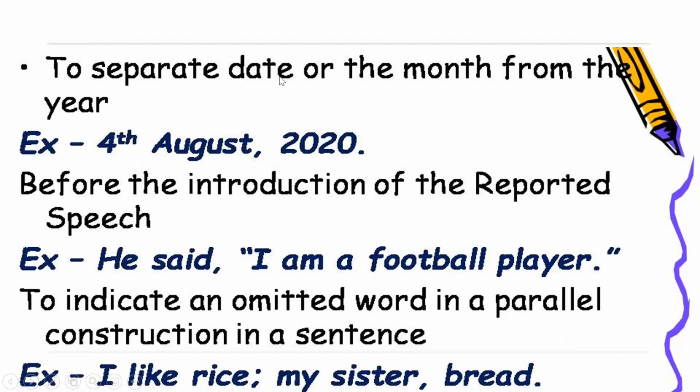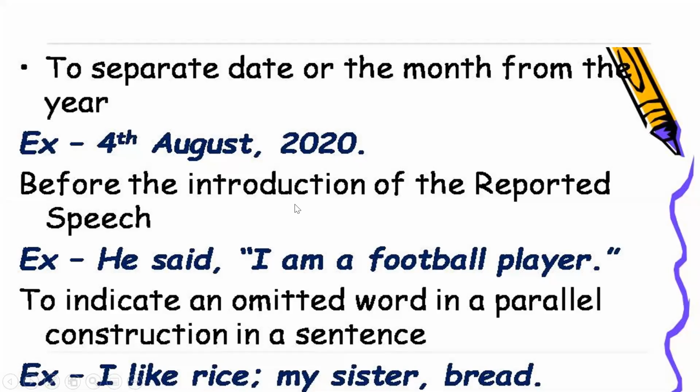Again, a comma is used to separate the date or the month from the year. You know this, you have written letters. We have explained to you the format of the letter so many times: after you write the date and month, you have to put a comma. 4th August, comma, 2020, full stop. This is how we have taught you when writing your letters, to separate the date and month from the year.